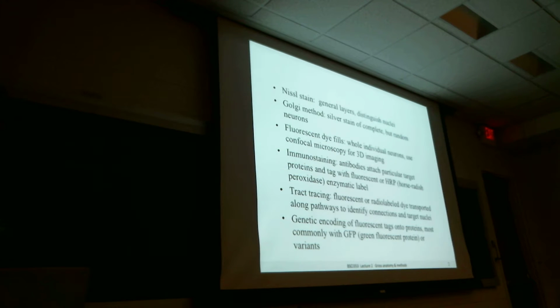Immunostaining, and this is the technique where you use antibodies that recognize particular proteins, and then you tag them with either a fluorescent tag or an enzymatic tag that allows some sort of dark precipitate. And that gives you an idea of the distribution of the particular protein of interest, but if you pick the right protein, it can tell you a lot about structure.